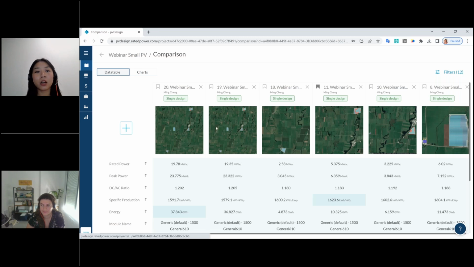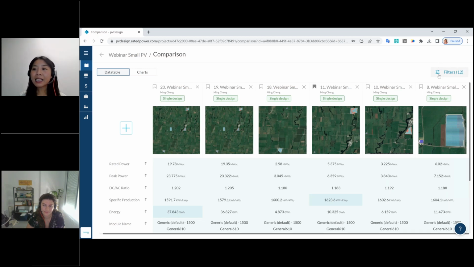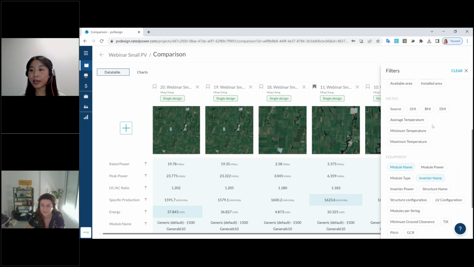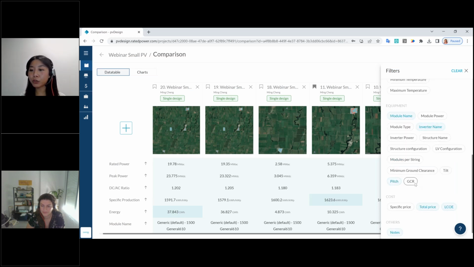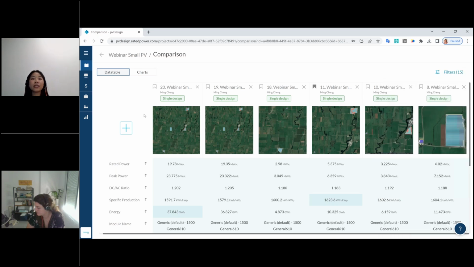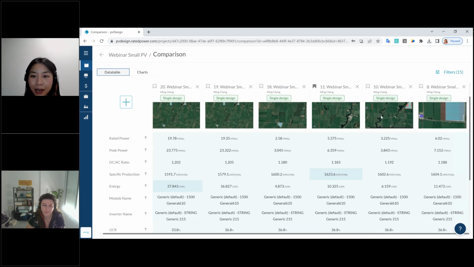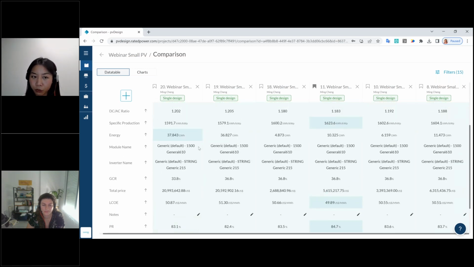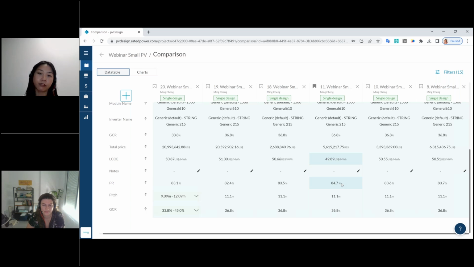So I have selected all 6 designs that I have simulated in this project folder. And by clicking on compare, it brings me into the comparison view. And I can actually filter with the metrics that I'm interested in. For example, I will choose GCR, pitch, and PR. And then you will see among these 6 design results which is the best design. The software will highlight it automatically for you.